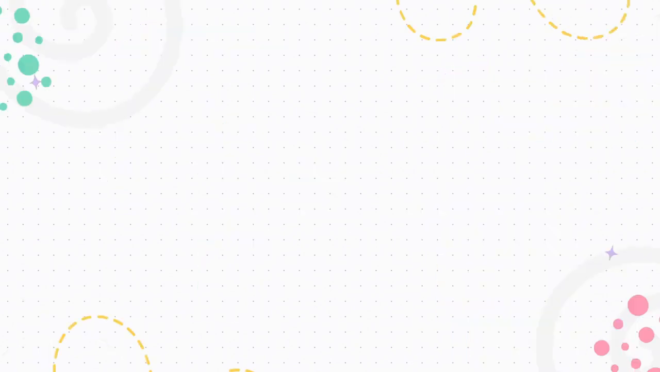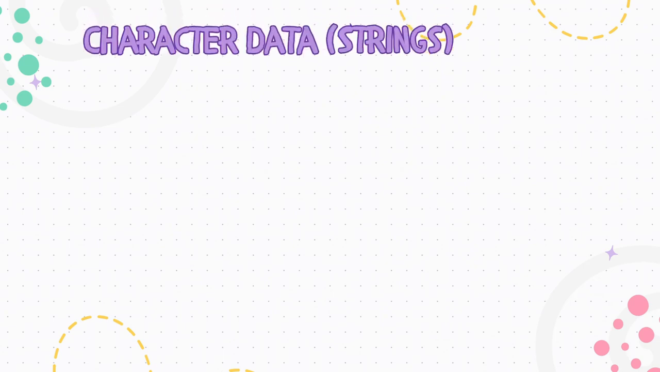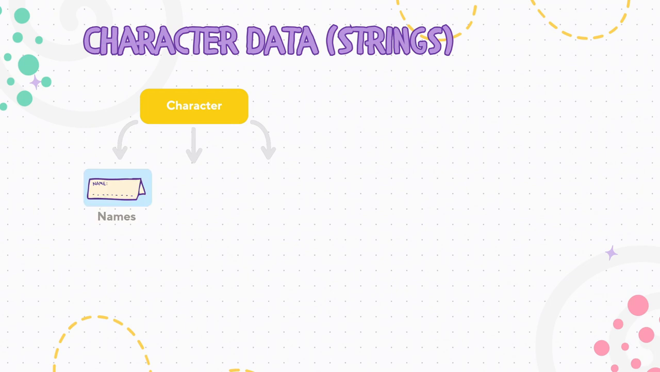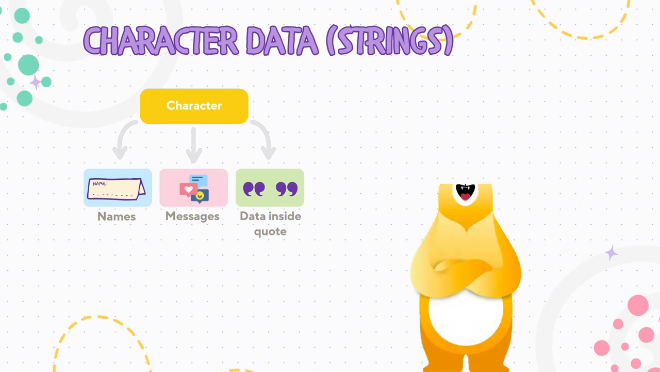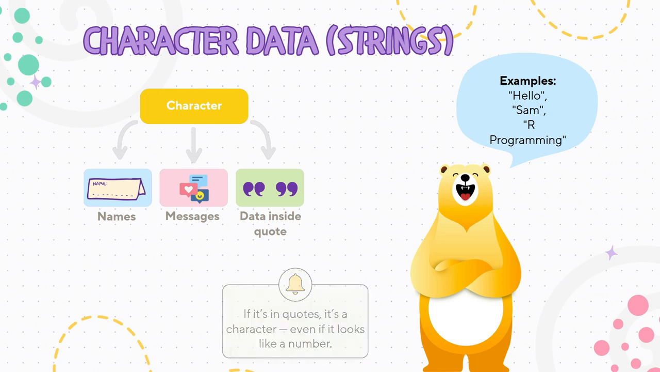Okay, now that we know about numeric data, let's talk about character data or strings. Character data represents texts. That includes names, messages, dates which are stored as text, and also anything inside quotes. Examples of the character data type include stuff like hello, Sam, or even R programming. All of these are character data or strings. Basically, if it's in quotes, it's a character, even if it looks like a number. So even if a number was stored inside a variable using quotes, or let's say the number was wrapped with quotes, it would be character data or a string. Okay, so we have covered character data as well.